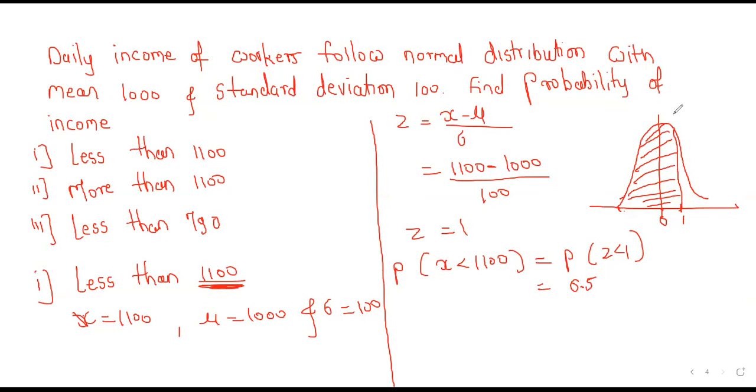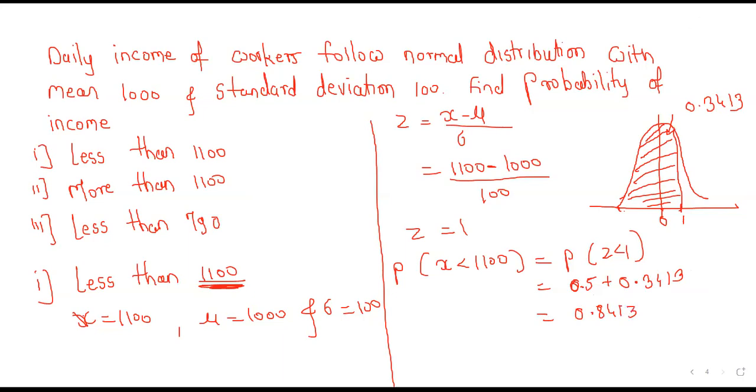Plus this area is given to us, which is 0.3413. So the probability of z less than 1 is 0.5 plus 0.3413, which is equal to 0.8413.